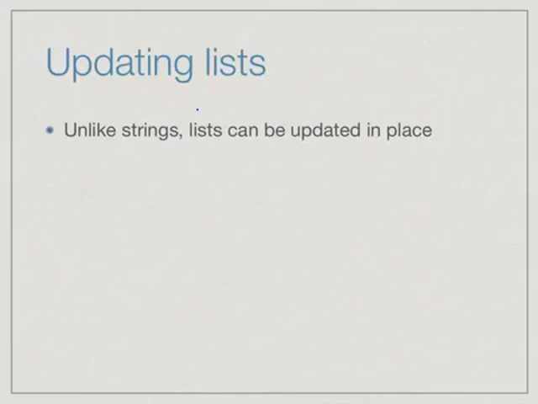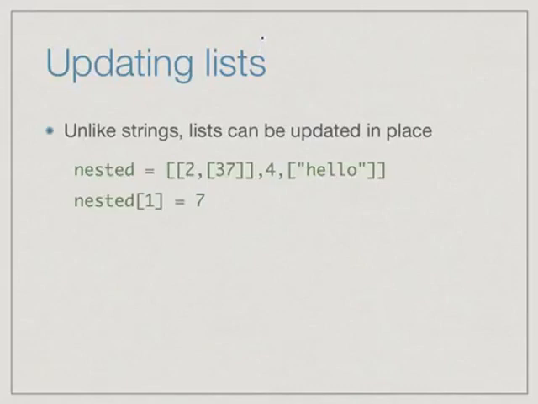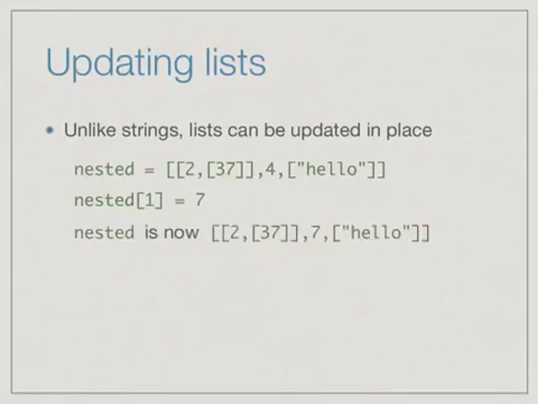So one fundamental difference between lists and strings, or indeed any of the values we have seen before, is that a list can be updated in place. So if we have a list nested as we had before, and we say nested[1] = 7, remember when we try to change a position in a string, we got an error. So we can't change the second L in hello to P just by saying that we want position 3 to be replaced by P. But for a list, this is allowed. So if we want the 4 to be replaced by 7, we can just say nested[1] = 7. And this will give us the list 2, 37, 7, and then hello.